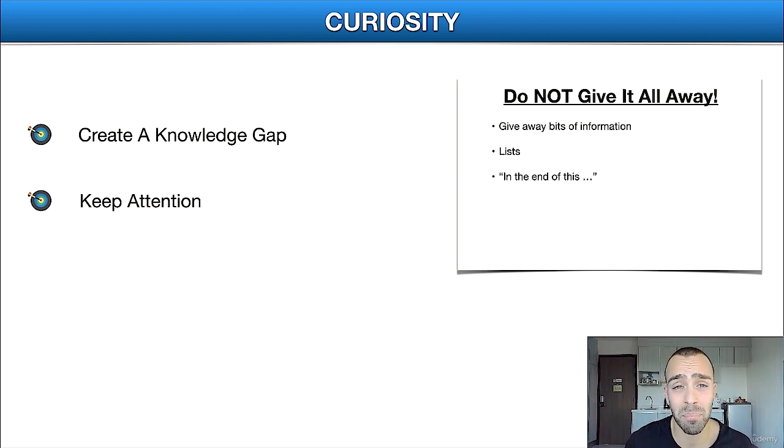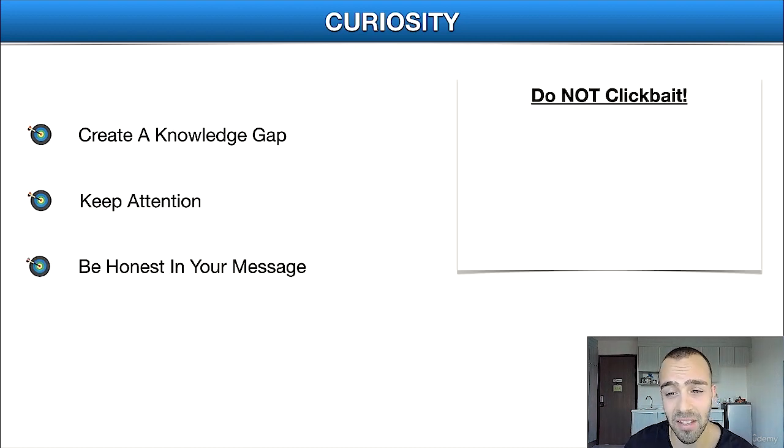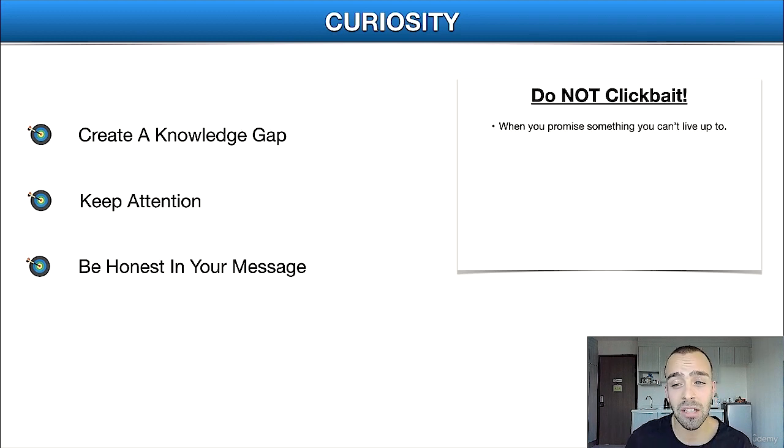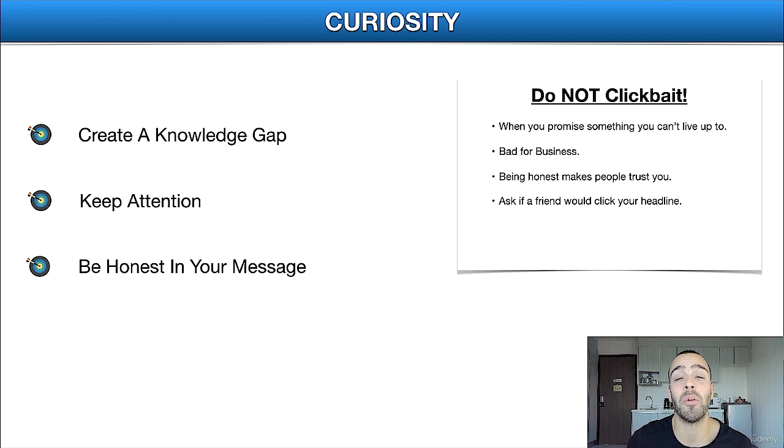But one thing that is very important is actually to be honest in your message. Do not clickbait. Clickbait is basically when you're promising something that you cannot live up to. This will just be bad for your business, and being honest makes people trust you, and that is exactly what we are looking for, right? So you can always ask a friend if they would click your headline, basically the title of your blog post or your ad or your video title, for example. Would they click it? And if not, take some feedback from them, listen to them on how you can tweak it, and you will just learn more over time.